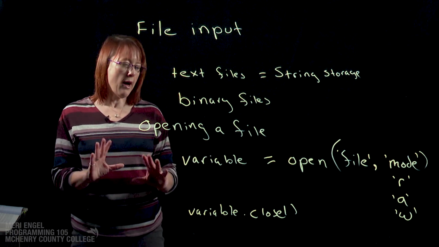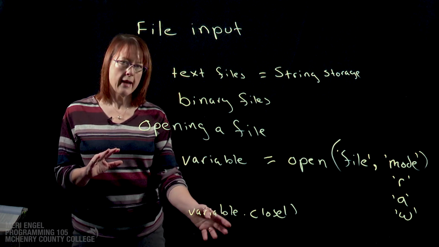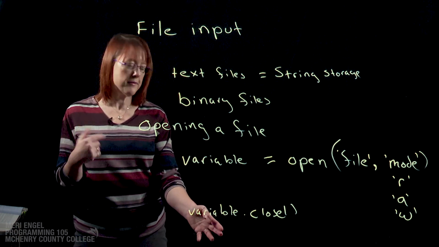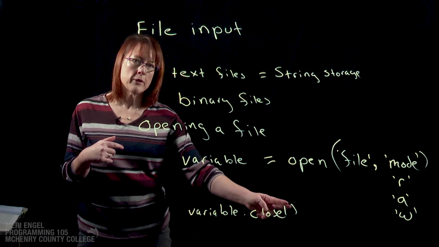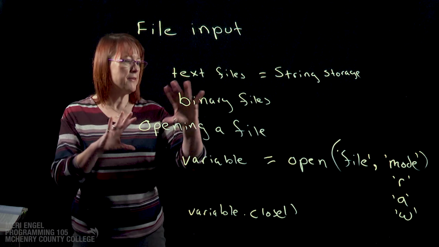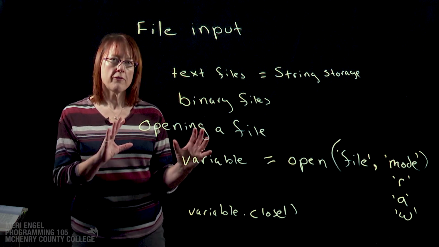Then our object, that variable, now has methods, specialized functions, that we can use that are named. So we can do variable.close. We don't need to pass anything into it, but this is how we work with files for input.